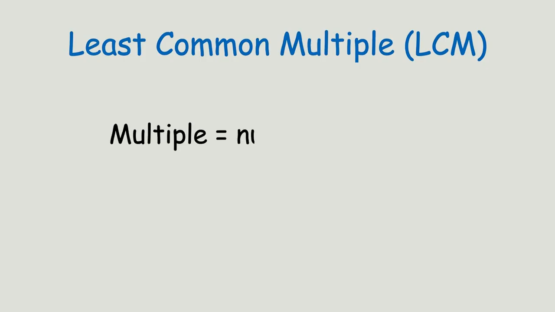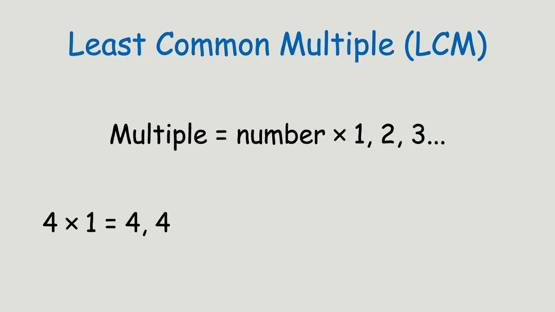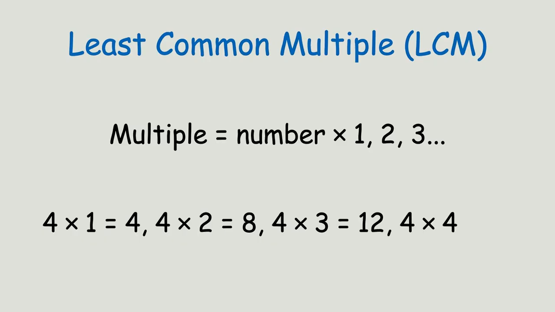Today, you will learn how to find the least common multiple, or LCM, of two numbers. A multiple is what you get when you multiply a number by 1, 2, 3, and so on. For example, the multiples of 4 come from 4 times 1, 4 times 2, 4 times 3, and 4 times 4. That gives us 4, 8, 12, and 16.